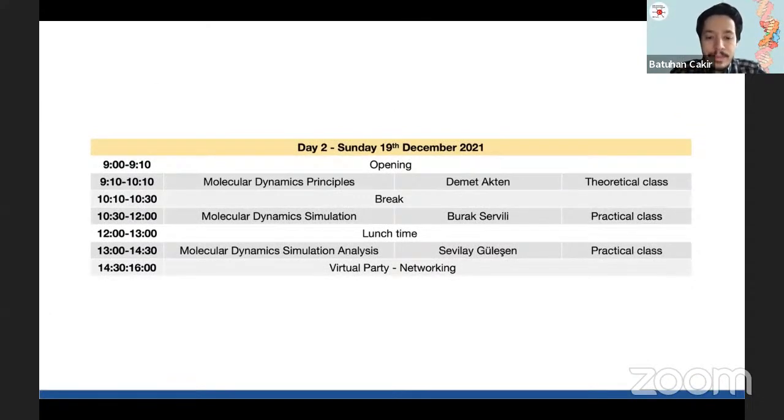After my talk, Dr. Demet Akten will give a theoretical class about molecular dynamics principles. And after a short break, we will have a practical session by Burak Servili, and it will be about molecular dynamics simulation. And after the lunchtime, we will have another practical hands-on session, given by Sevilay Güleşen, about molecular dynamics simulation analysis. And then we will have a virtual party or networking session.